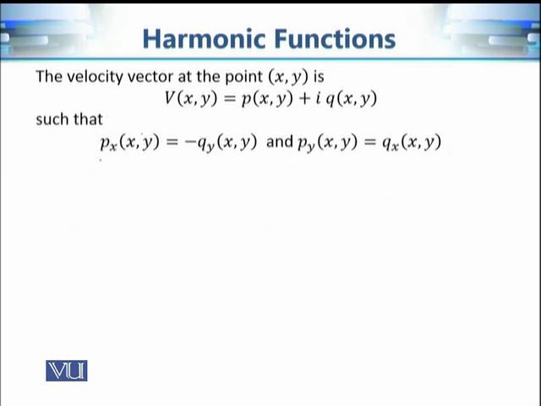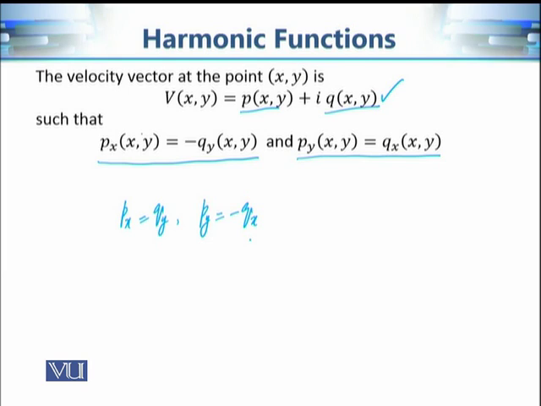Now we are given these 2 conditions. They are very similar to the Cauchy-Riemann equations, but not exactly the same. For this complex valued function v of xy, the Cauchy-Riemann equations for its real and imaginary parts are px equal to qy and py equal to minus qx. These conditions are not exactly our conditions, but they are related to them. In fact, there is a difference of a negative sign.